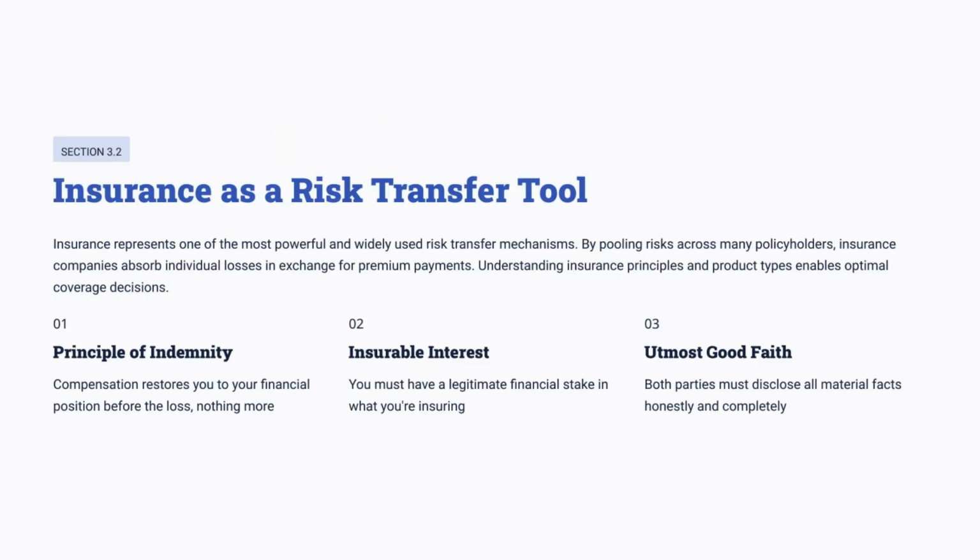Insurance is a key risk transfer tool, pooling risks to absorb individual losses for premium payments. The principle of indemnity ensures compensation restores financial status pre-loss. Insurable interest requires a legitimate financial stake in the insured item. Utmost good faith mandates honest disclosure of all material facts by both parties.